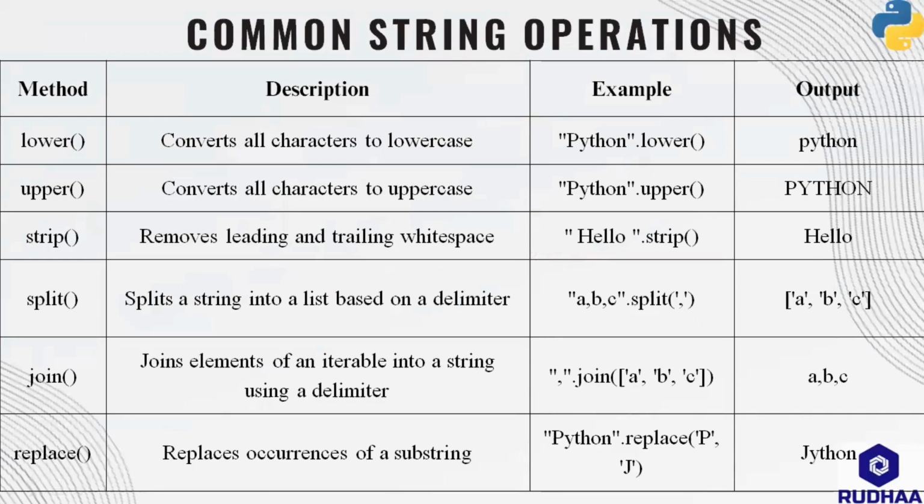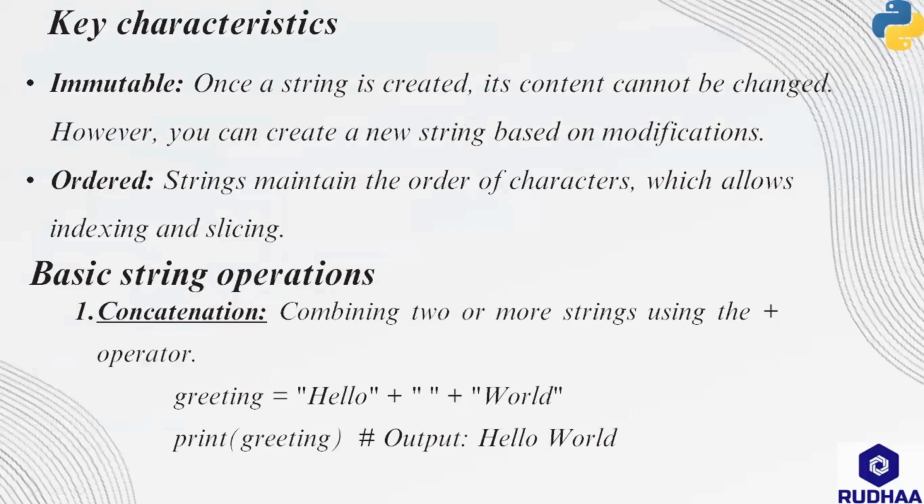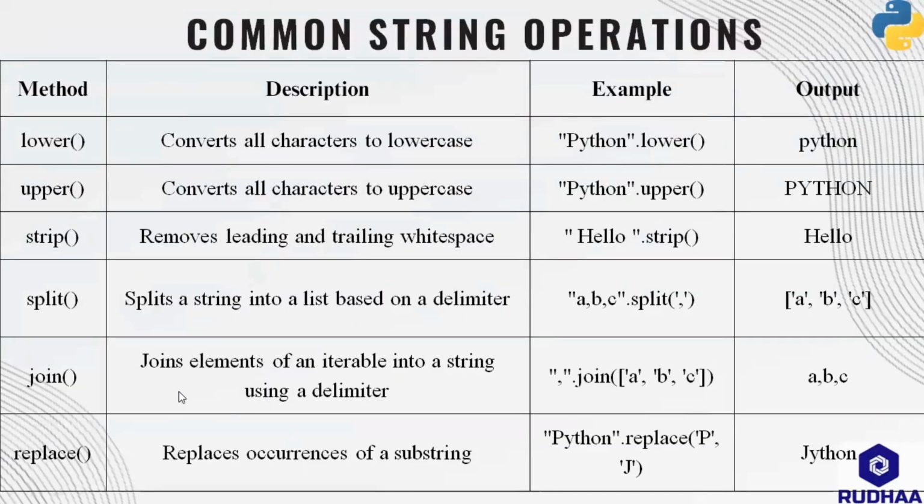So apart from these, these are the basic string operations, and furthermore we have some other operations like these things. So we have lower, upper, strip, split, join and replace. So lower, lowercase, uppercase. So if you use the lower command, all the characters of the word will be converted into lowercase. And when you use the upper command, it will be converted into uppercase. All the entire characters will be converted to uppercase.